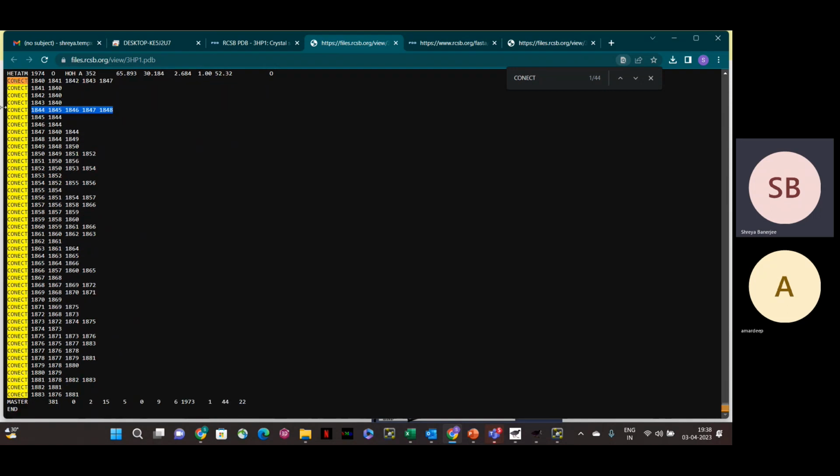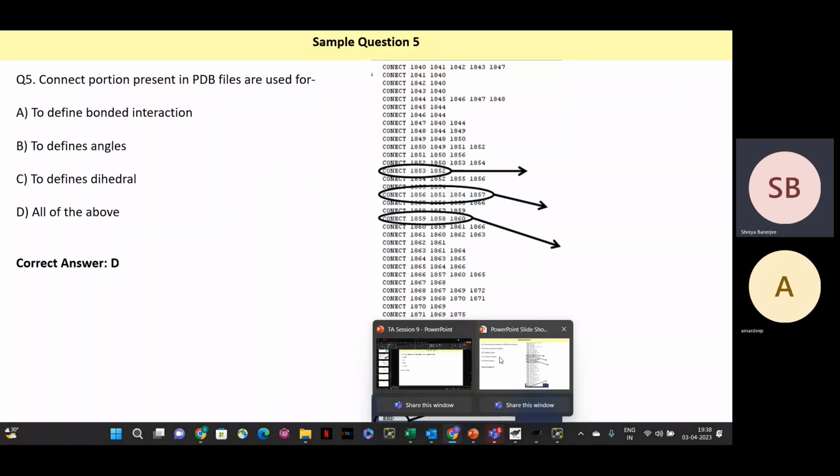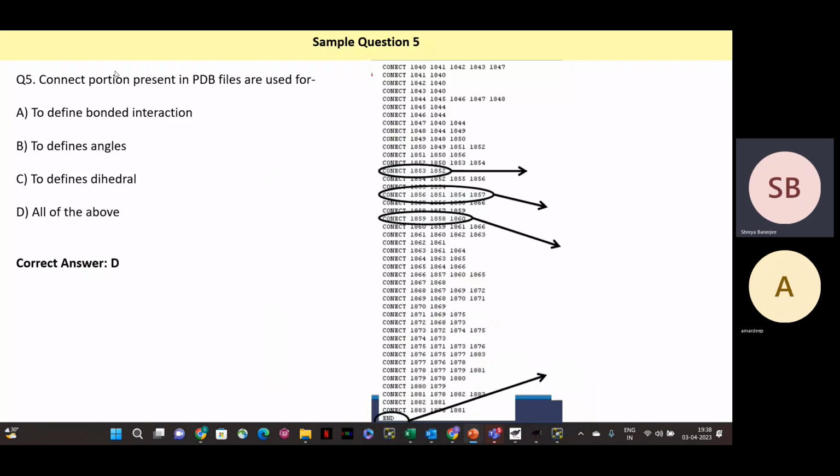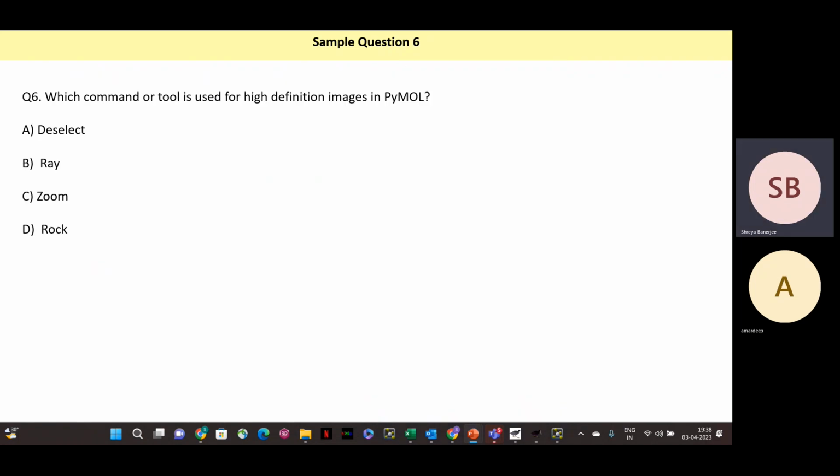So basically this CONECT is showing the connectivity between different atoms, whether there is a bond distance, bond angle, or a dihedral angle. Since the question was what is this defining, it defines bonded interaction, angle, and also dihedral angle. So the correct answer is D, all of the above. The next question is, which command or tool is used for high definition images in PyMol?